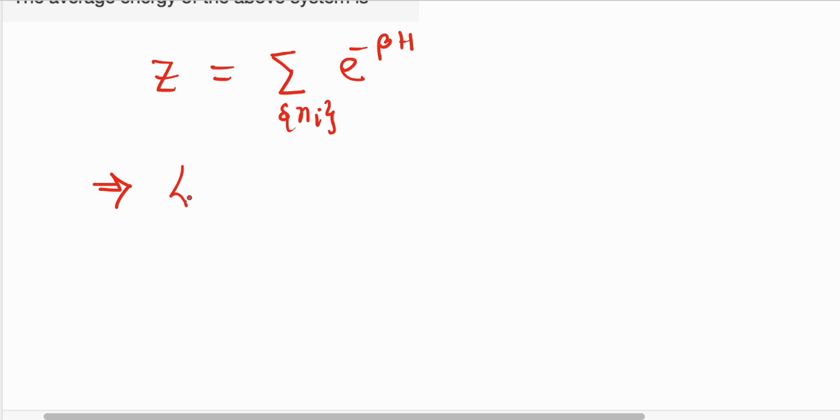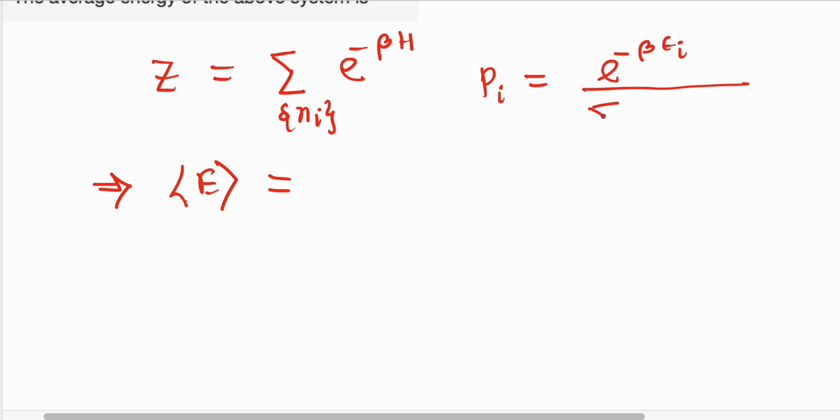the average, and we also know that the probability of remaining in the state i is nothing but e to the power minus beta epsilon i. If the energy in the ith state is epsilon i, then the probability that a particle will be in the ith state is e to the power minus beta h by the summation over i of e to the power minus beta h.